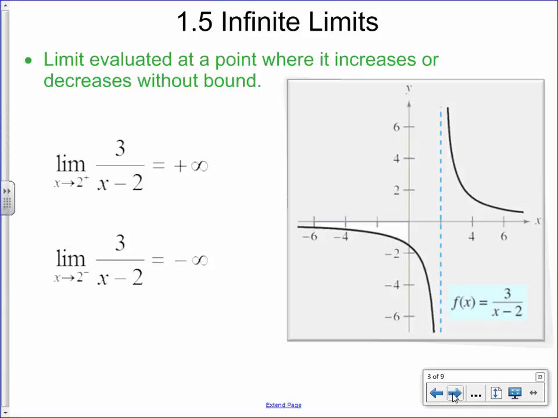Let's talk about infinite limits, okay? Before, I told you that if we had unbounded behavior, then the limit does not exist. That is still true. However, we can now describe unbounded behavior. These limits still do not exist, but we have a way of describing how they do not exist. Describing their non-existence.